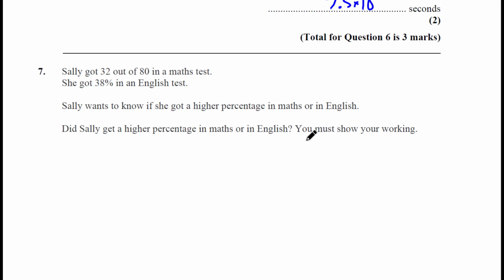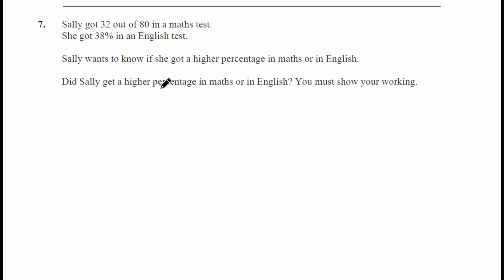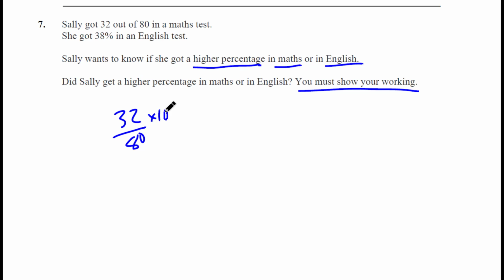Now let's look at question 7. Sally got 32 out of 80 in a maths test. She wants to know what's a higher percentage, maths or English. Now key, you must show your working. So we need to turn 32 out of 80 into a percentage. Now you could just multiply that by 100 to work that out.